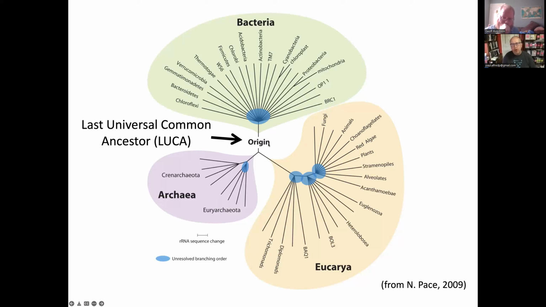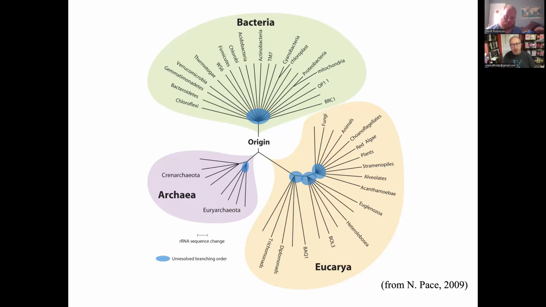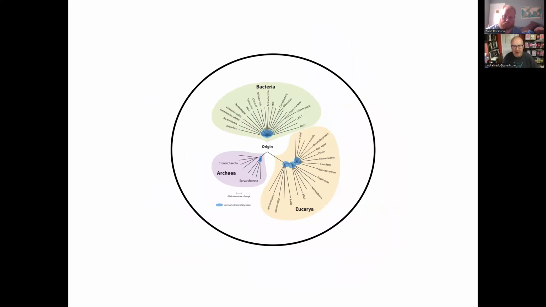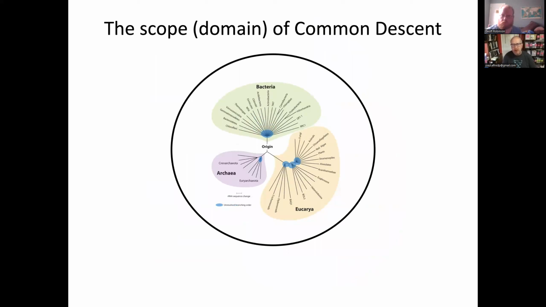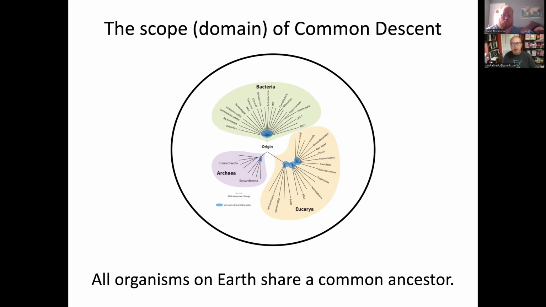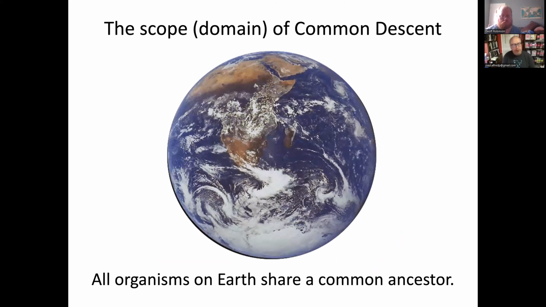It's not at the origin of life. Standard theory tells us that the last universal common ancestor actually occurred as a cell at some point after the origin of life itself. But the logical thing to bear in mind with this sort of figure is its universality. That is, there's nothing outside the domain of this theory. It's universal with respect to life on planet Earth.